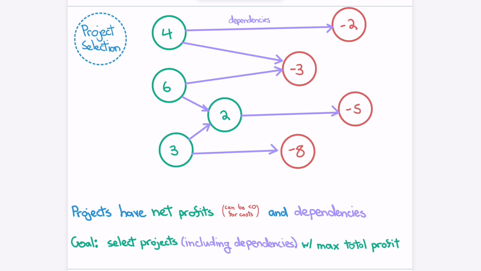Okay. But they depend on some costly ones. Okay. So if I take on this 3, I have to also do this project, which is in red and has a negative number. That means you have to pay 8 chocolates. Okay. So your goal is to choose a subset that includes all the dependencies, so you get as many chocolates as possible. That makes sense? Seems practical, right? All right, we'll just stare at this and try to find a solution, and then we all leave.